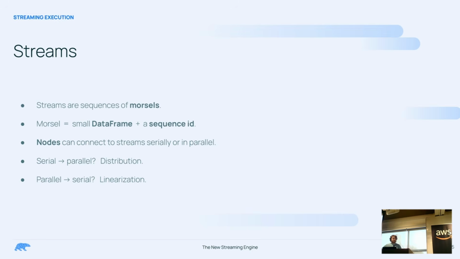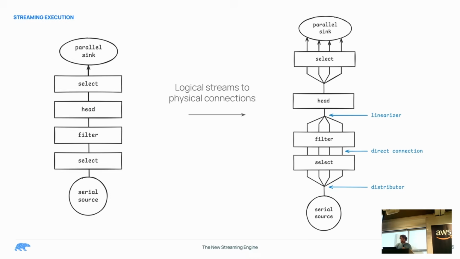And if a serial node connects to a parallel node, we do a distribute. If a parallel node connects to a serial node, we do a linearization. I think that's better viewed in a visual form. So an example of a fairly serial node is the head node.